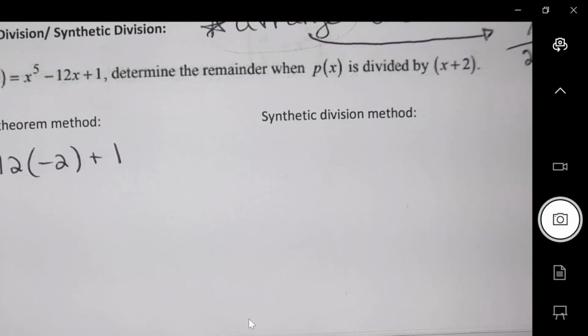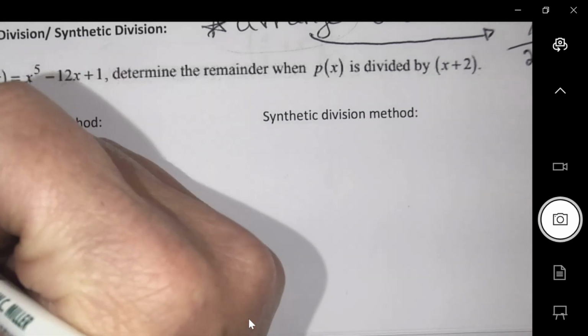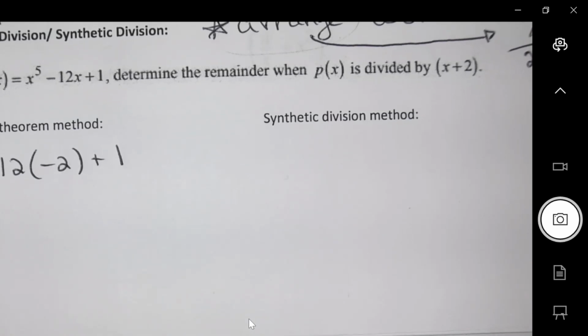Well, what's 2 cubed? 8. What's another times 2, which is the 4th? 8 times 2 is 16. Now that's the 4th power. What's the 5th? If we do 16 times 2, 32. See, you could do that without your calculator.